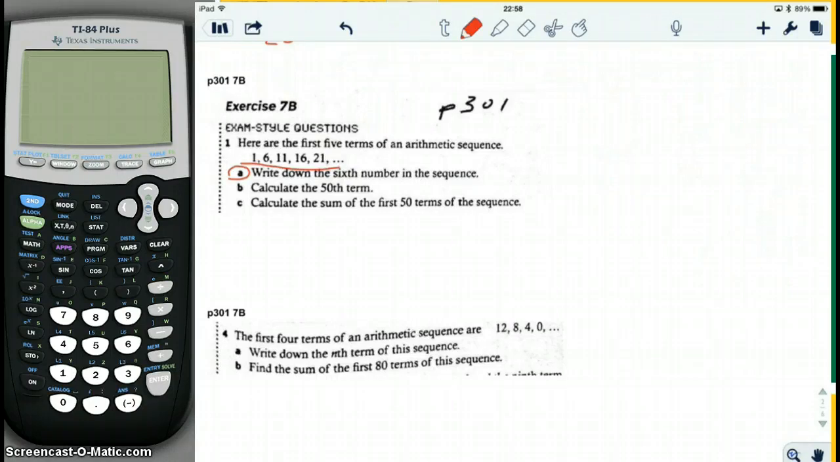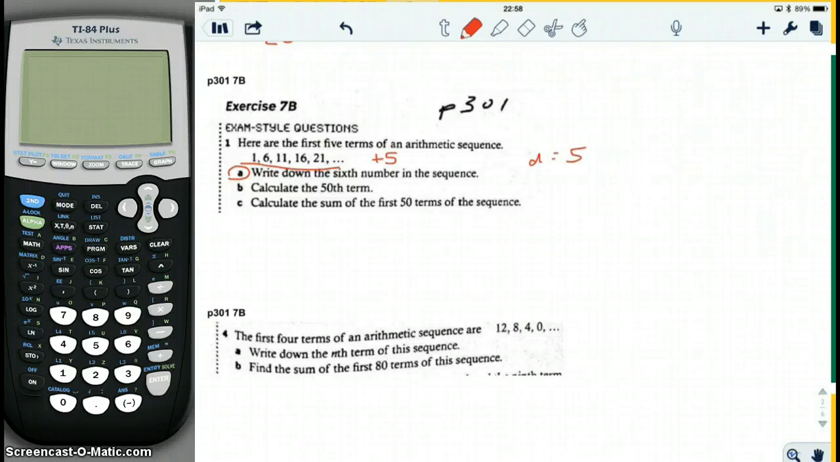So the first 5 numbers are 1, 6, 11, 16, 21. Now, how would you find the next term? Well, in an arithmetic sequence, you find the next term by adding the common difference. The common difference here is the step size. So I can see that it's jumping by 5s. So the common difference is 5.